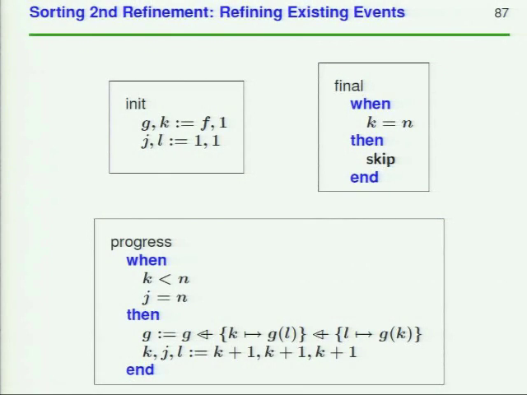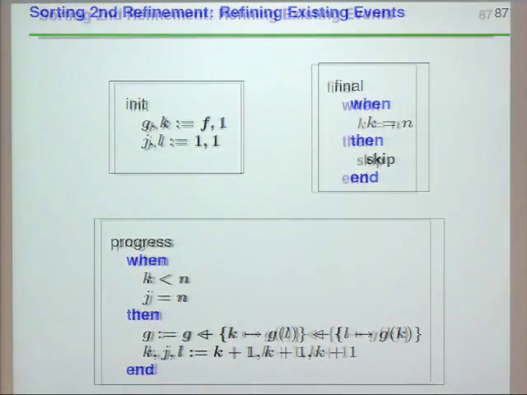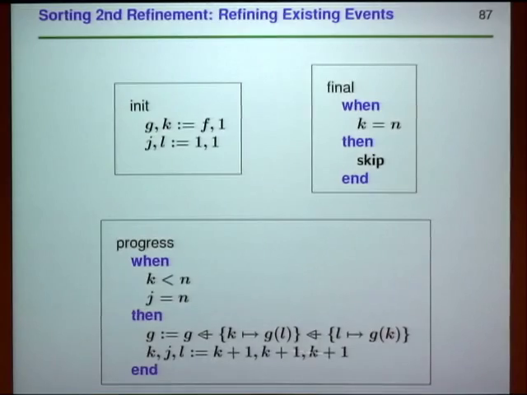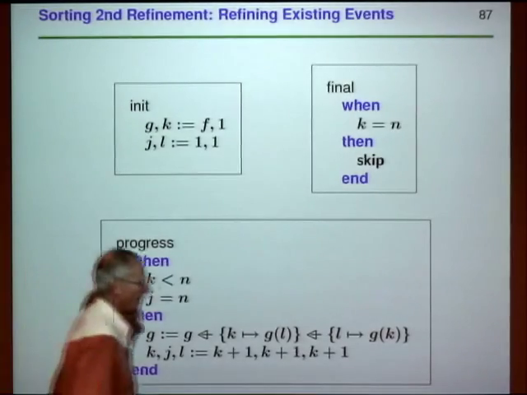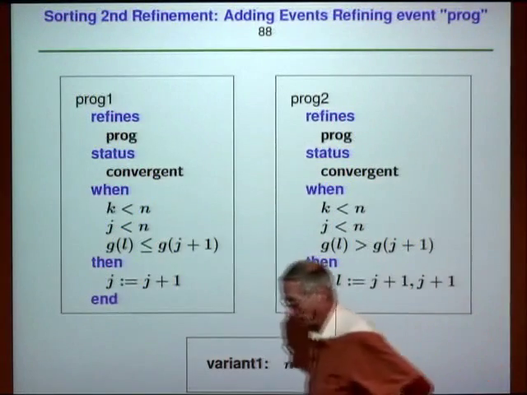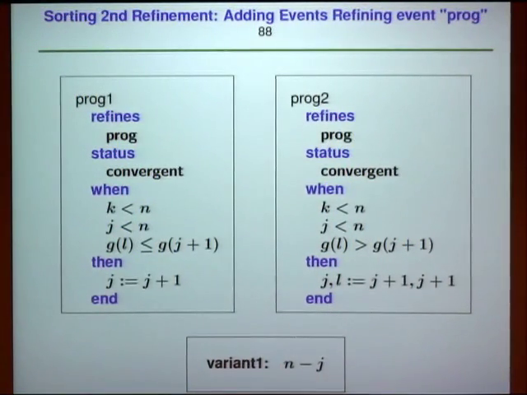So here is the initialization of the values of the variables. J is F, and K, G, and L are all one. Here, this is the progress. So we do this as we did before, and then we assign K, J, and L all to K plus one. And then we have two events which are refinements of the anticipating event prog, so prog 1 and prog 2.